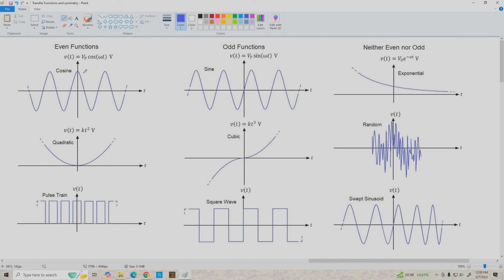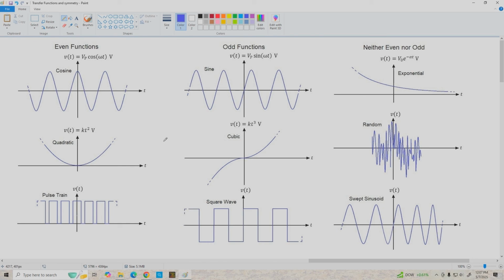Starting on the left here, we've got a cosine waveform, which we've already looked at. We've got a simple quadratic that gives us a parabola for its graph, and down at the bottom we've got a rectangular pulse train with even symmetry. This one is shifted above zero with a DC offset, but it's still an even function.